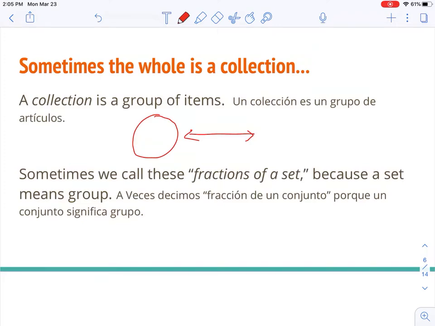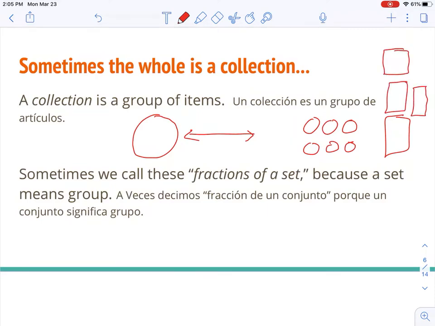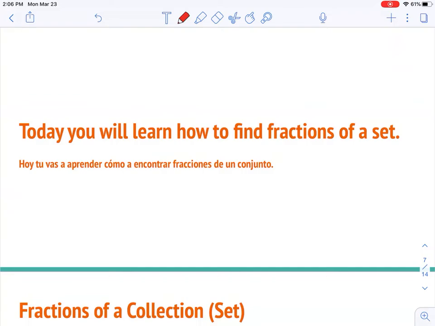So sometimes the whole could be 6 cookies. Sometimes the whole could be 4 granola bars. I don't know. The whole doesn't have to just be one thing. Sometimes the whole is a group of things. And today we're going to talk about when the whole is a group of things, what do we do? So we call this fractions of a set, because set means group. So we're finding fractions of a group. All right, so let's practice.